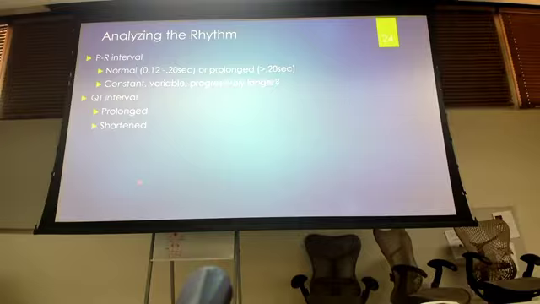If you wonder why this one seems fine but this one's a little bit longer, we take our calipers, or a piece of paper, and measure the PR intervals from one to the next to make sure they're uniform. We've got to look at that QT interval as well. Is it within normal range, is it prolonged, or is it shortened? All right, let's take a break, and then we'll finish up.